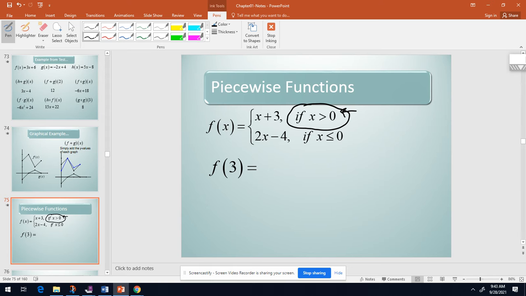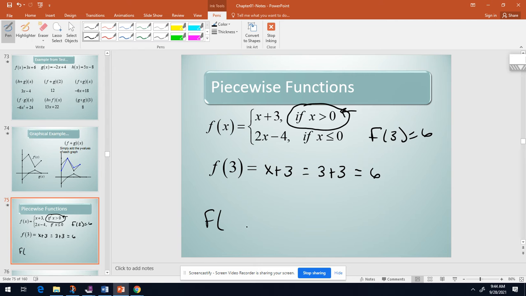So if I'm asking you to plug in 3, I know that you are capable of plugging in 3 to the top equation and 3 to the bottom equation, but you have to make sure that it is in the domain. So I've got to ask myself, is 3 greater than 0? The answer to that is yes. So I'm going to use this function. So I'm going to plug in 3 for x. Why am I plugging in 3? Because that's what it tells me to do. And 3 plus 3 is 6. So the only answer for f of 3 is 6.